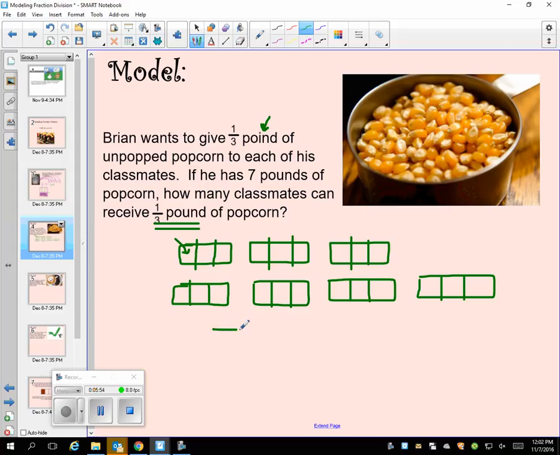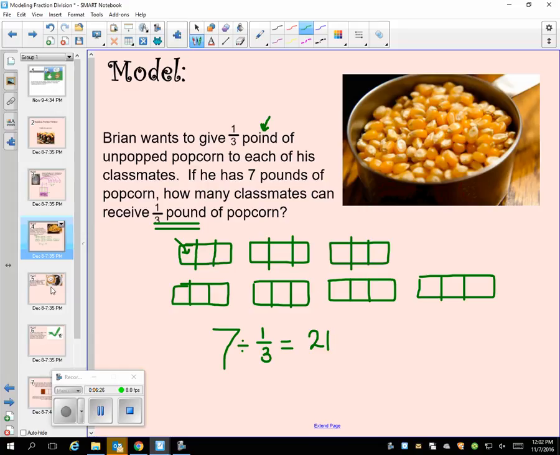I took my 7 pounds and I divided them into groups of thirds. And how many groups did I make? Well, if this is a friend and this is a friend and this is a friend, I know 3 friends can eat 1 pound. And I have that 7 times. So my answer is 21. That's how many thirds I have in there. So 7 wholes divided into groups of thirds gives me 21 groups.